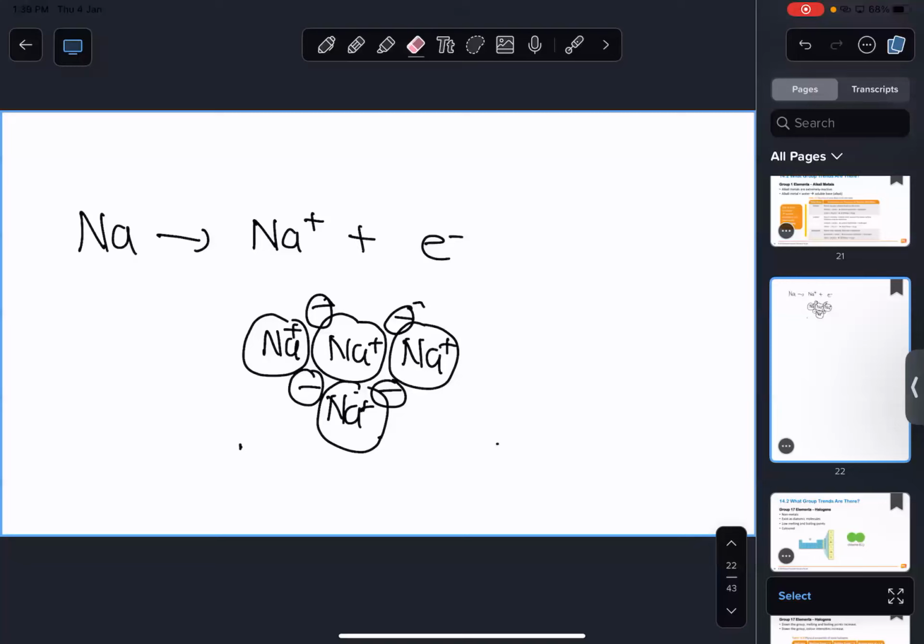Okay, there are two ways to see this. One is the metal itself. If I give you a piece of sodium metal and I ask you to write the chemical formula, you will just write this. Because within the sodium metal itself, if I have a piece of sodium, it's just a piece of sodium metal. This is the equation that represents how the metal is.